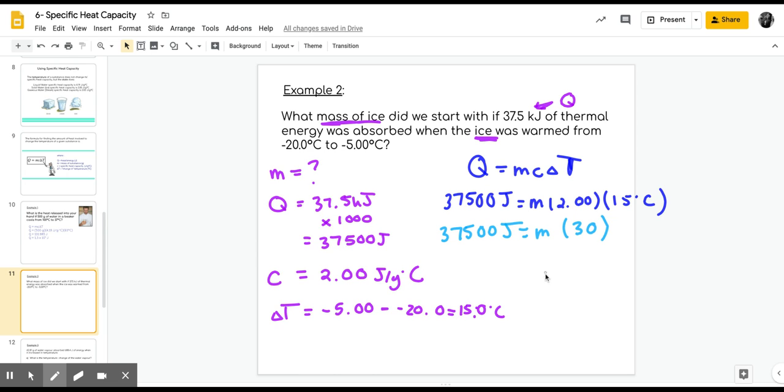Now I need to get M on its own, so this is where our math skills come in. M is being multiplied by 30. The opposite of multiply by 30 is divide by 30. And if we do it to one side, we're going to do it to the other side. So M is equal to 37,500 divided by 30, and that should give you 1,250 grams. Now we always need to include our units.